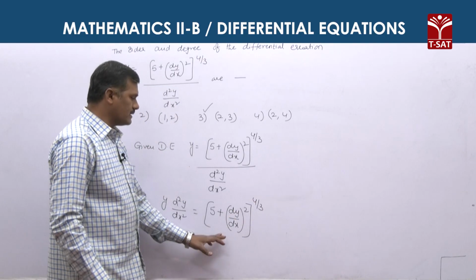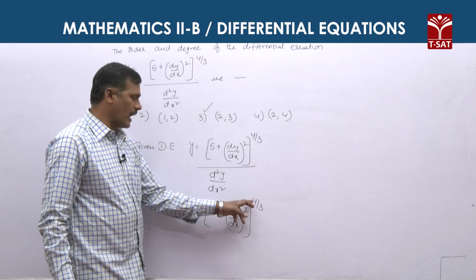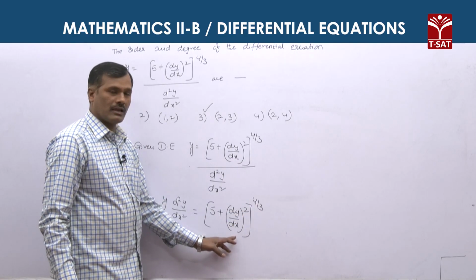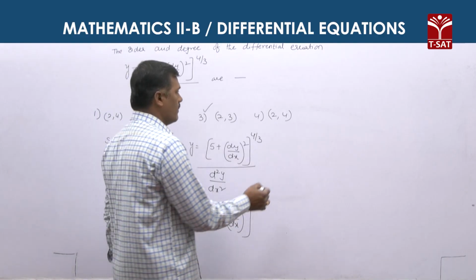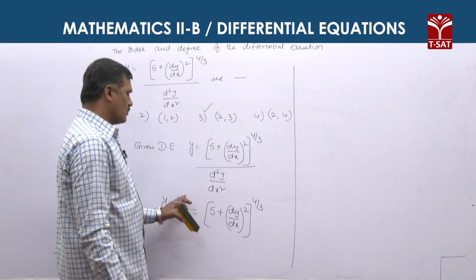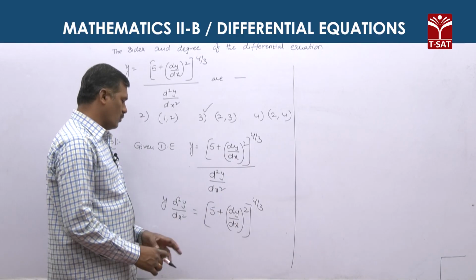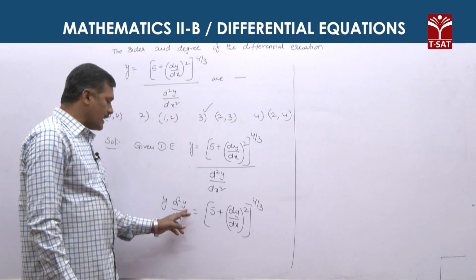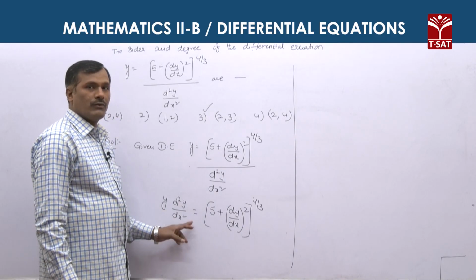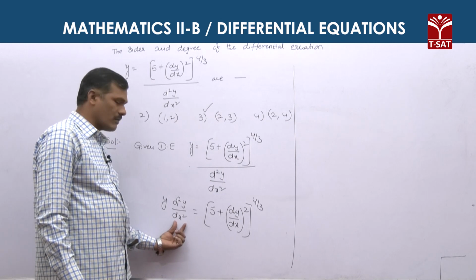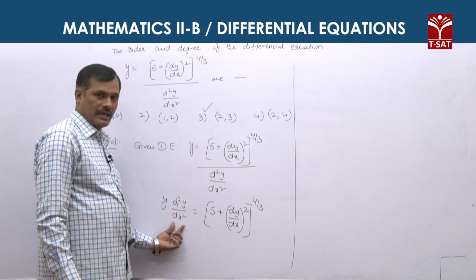On the right-hand side, the equation contains a fractional value, 4 by 3. Now it should not contain fractions. That's why we are cubing on both sides. Raising to the power 3 by 4, on the left side again we have a 3 by 4 fraction. On the left side, d square y by dx square is the differential coefficient here.